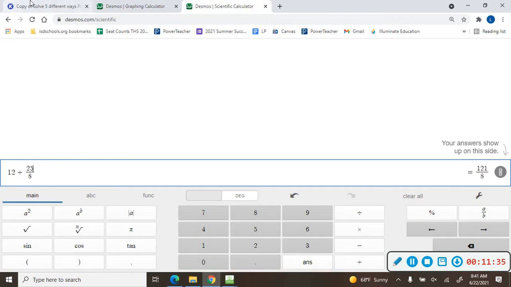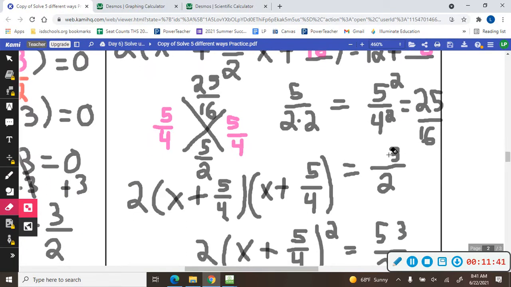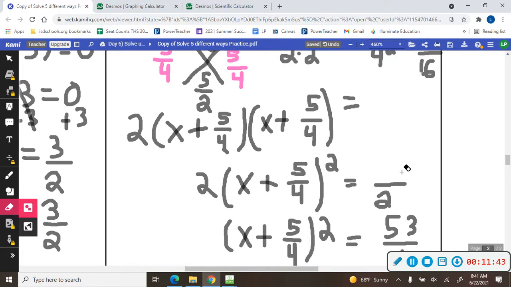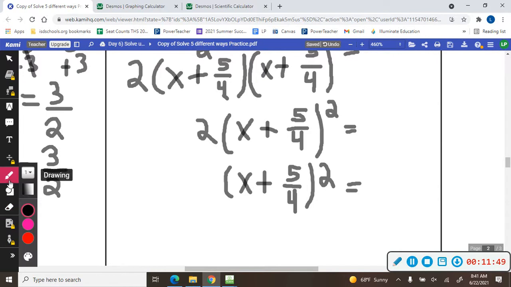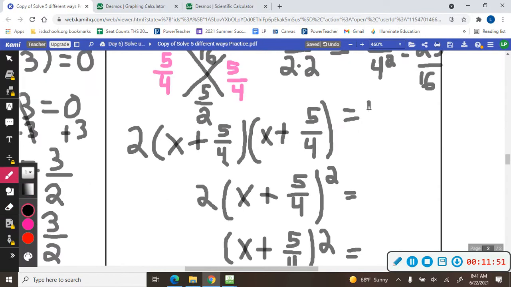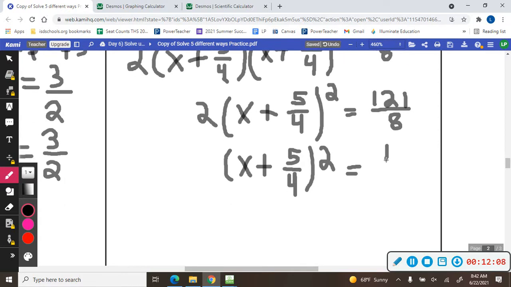That's 121 over 8. So what that means is this should be 121 over 8. So I need to change this. And then when you divide by 2, that becomes 121 over 16.